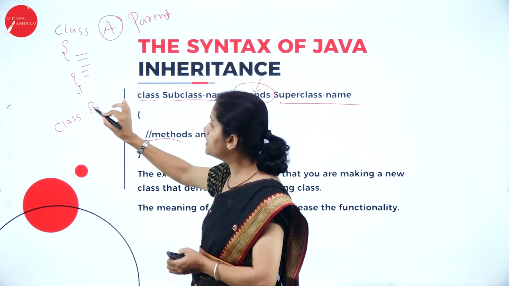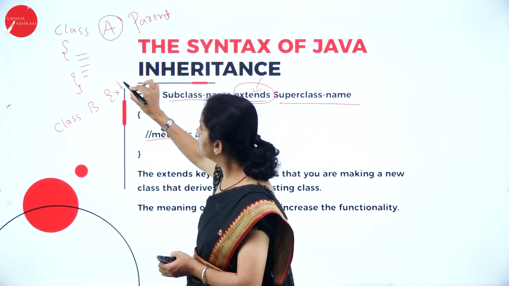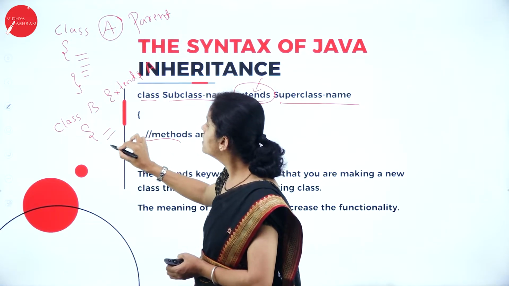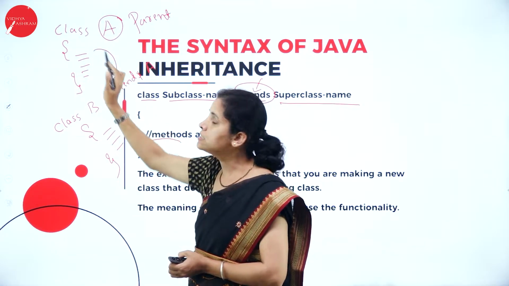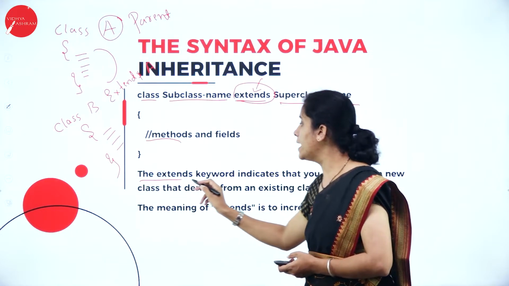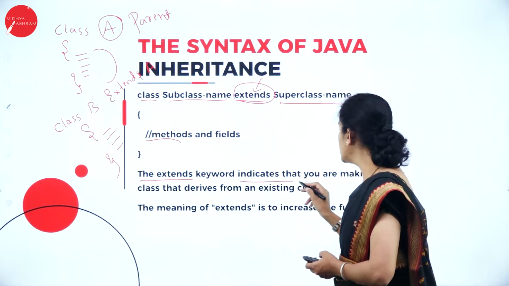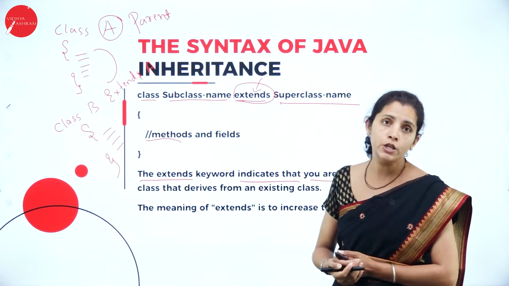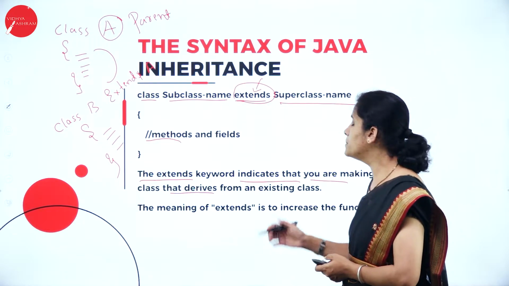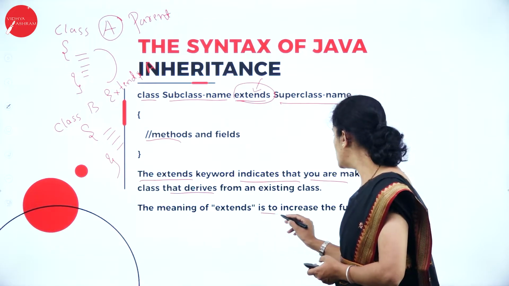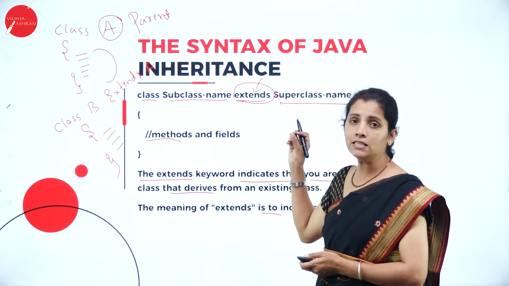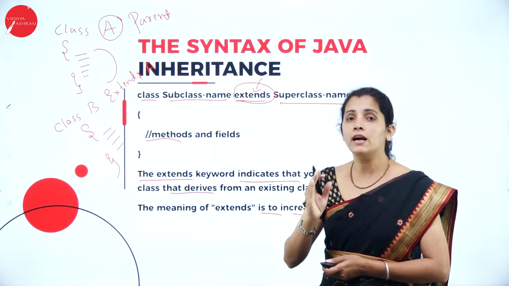So class B extends A, in the sense I'm going to acquire the features as well as properties of class A. So, the extends keyword indicates that you are making a new class that derives from the existing class. So, the meaning of extends is to increase the functionality. So, what's the meaning of extends? That's nothing but increasing the functionality.